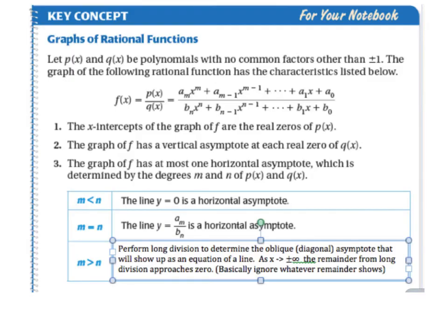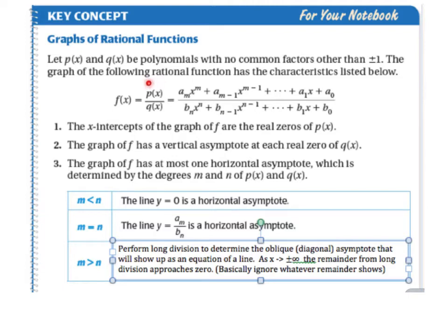Alright, so here we come to a key concept, finding our horizontal asymptote. Alright, so our rational functions, we say let p of x and q of x be polynomials with no common factors other than plus or minus 1. Which means they don't simplify, or we have simplified the rational function as far as we can go, which is an important step, and we'll talk about that some more later.